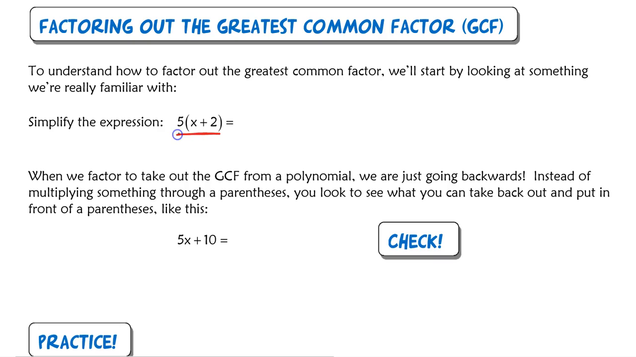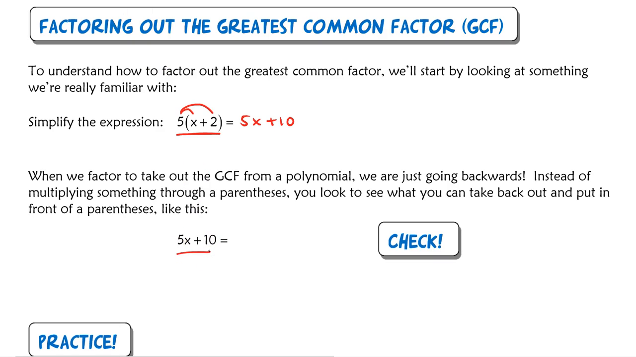If I asked you to simplify this expression, you would just take that 5 and distribute it to both the x and the 2 to get 5x plus 10. Now, when we ask you to take out the GCF from a polynomial, like 5x plus 10 here, that means we're just going to be working backwards. So instead of multiplying, like we did here, and distributing to get 5x plus 10, we're going to start with the polynomial and work backwards to find what you can pull out to get to that original expression. So here's that example, 5x plus 10, right here.